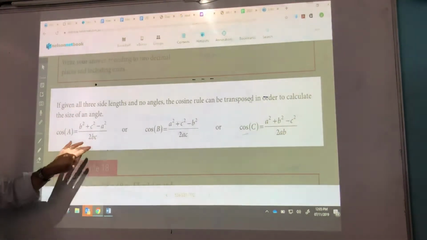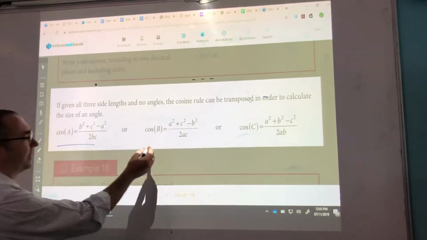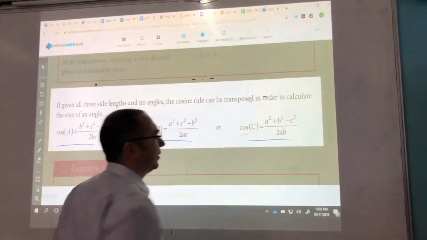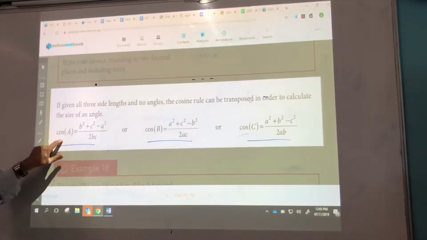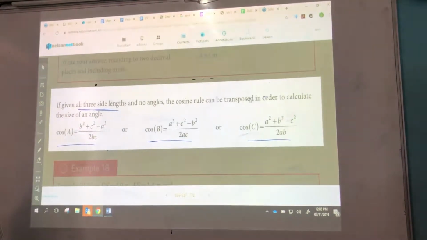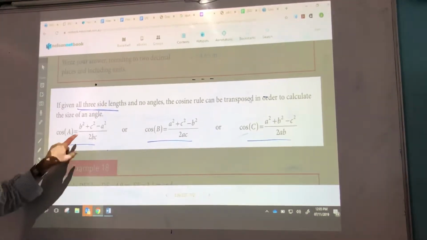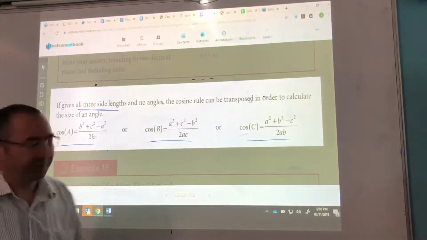So I actually think this will help you. Instead of having 3 versions of the cosine rule, you've actually got 6 versions. When do you use one that looks like this? This version will make it easier where you've got all 3 sides. You don't have to use this version, but it's going to save you some algebraic manipulation. So if you've got all 3 sides, let's use this version. All right, let's have a go.